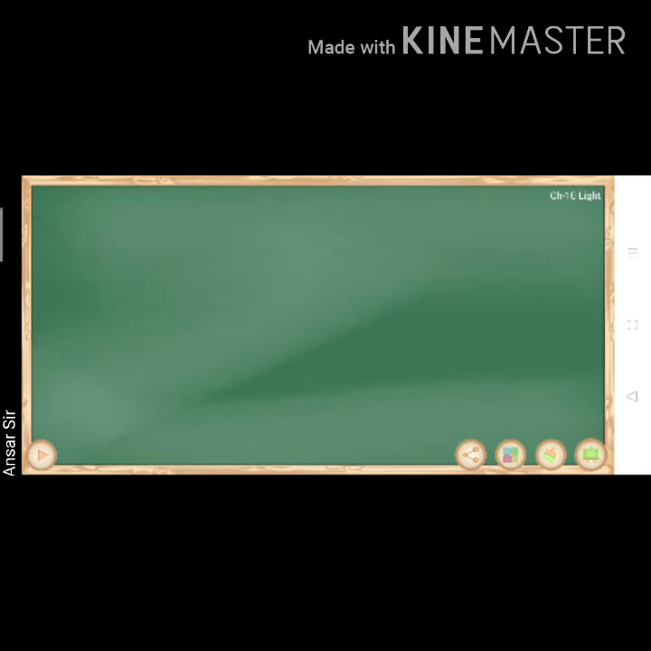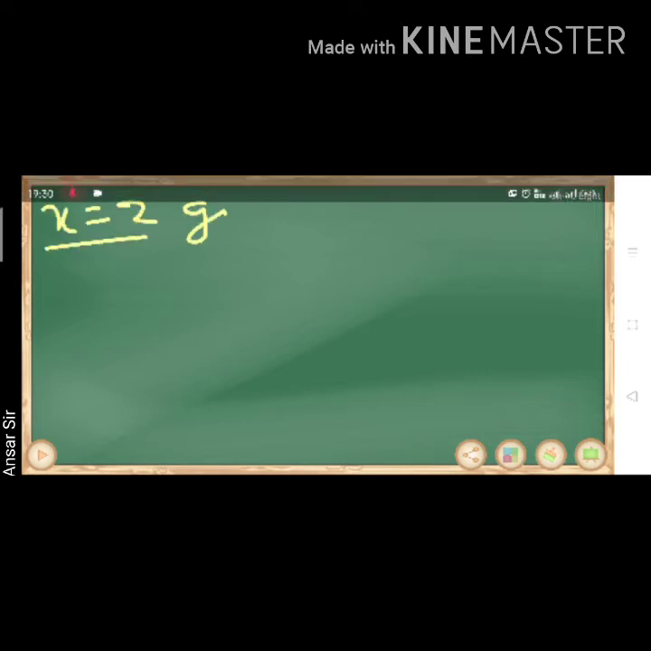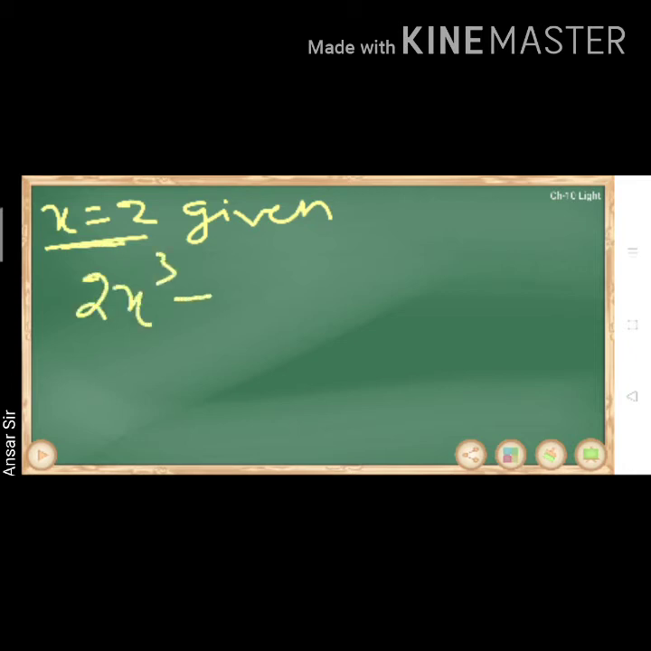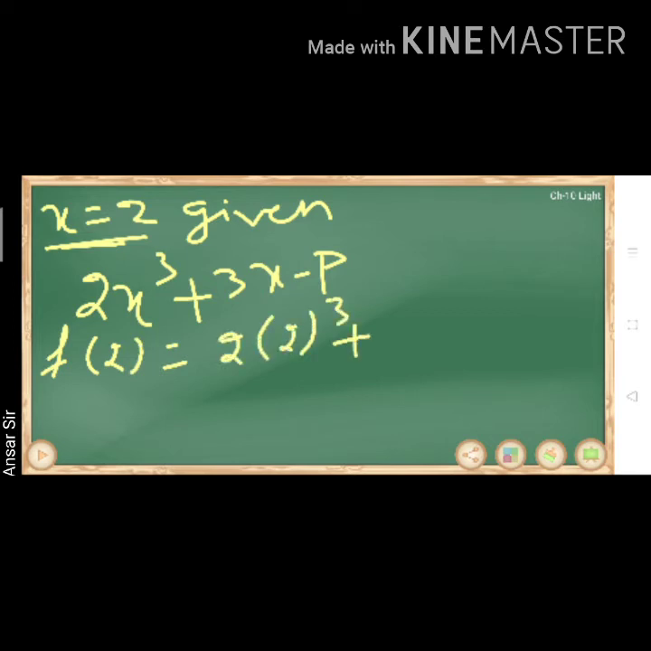Now come to the second example. Let's say x equals 2 is given, and this is a zero of the polynomial 2x cube plus 3x minus p, and we have to find the value of p. So put the value of x as 2 and we will find the value of p. 2 cube, plus 3 into 2 minus p.